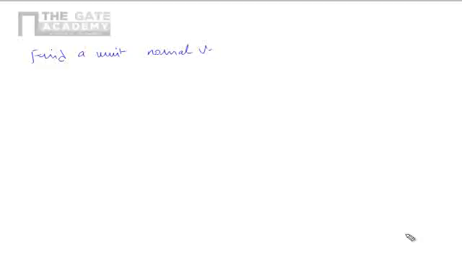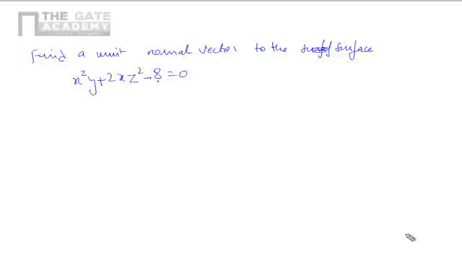Find a unit normal vector to the surface x square y plus 2xz square minus 8 equal to 0 at (1, 0, 2). This is what is asked.